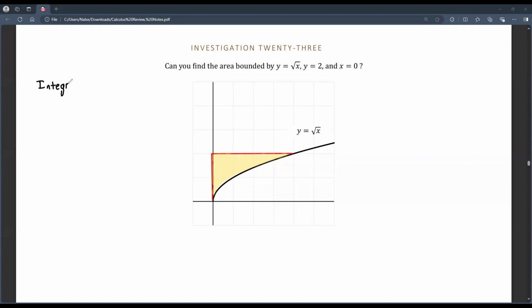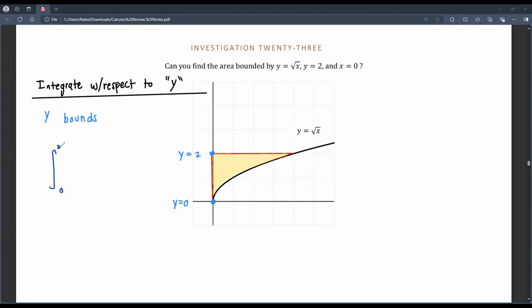Another approach we could take is with an integration with respect to y. When we integrate with respect to y, all quantities should be represented with the y variable, including the bounds of the integral. The yellow region contains y values ranging from 0 to 2. This makes 0 and 2 the lower and upper bounds of the integral.